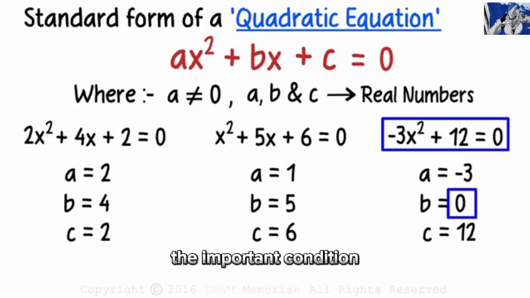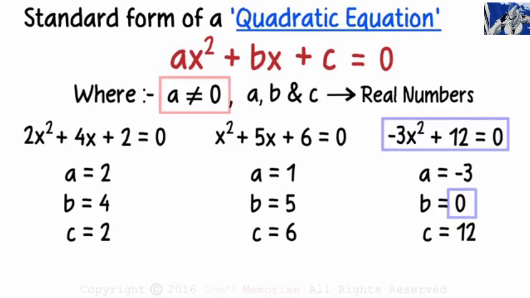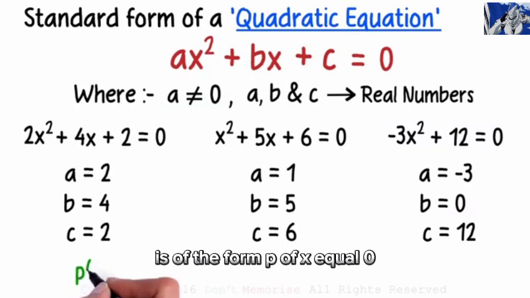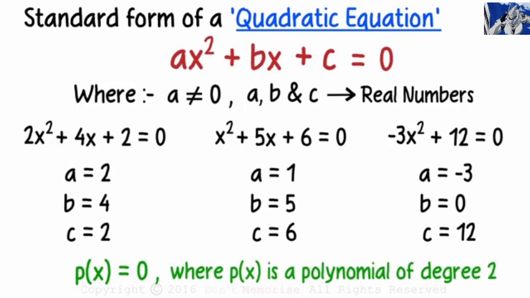In the second case, the value of the coefficient of x is 0, and that's not a problem at all. The important condition is that a must not be equal to 0. We can say that a quadratic equation is of the form p(x) equals 0, where p(x) is a polynomial of degree 2.